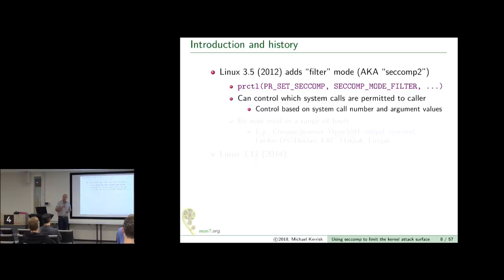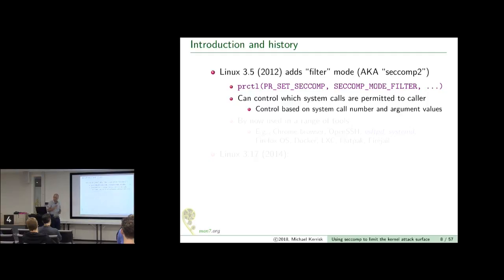Now, you can choose which system calls the application is going to be allowed to make or which ones are going to be disallowed. So you're no longer restricted to a fixed set of 4 system calls. You can actually design a filter that says this program's allowed to make this set of system calls, or it's disallowed from making this set of system calls.